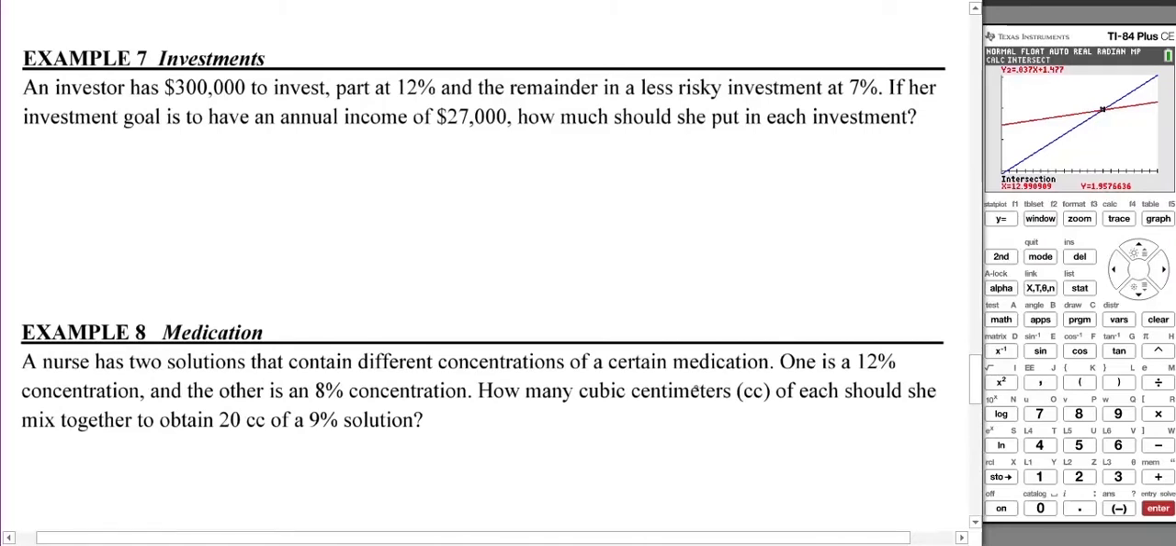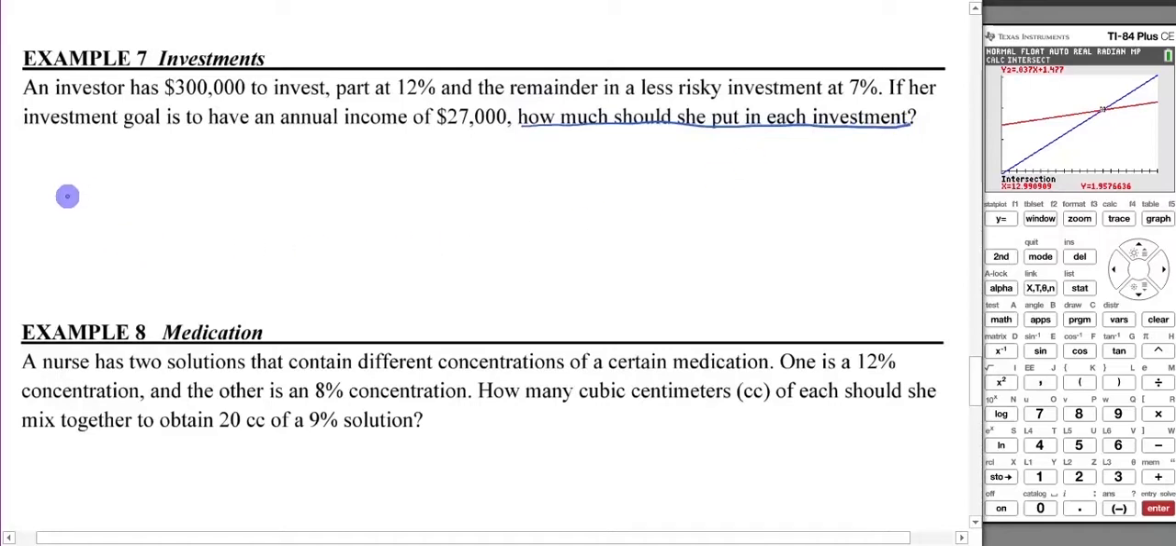With this investments example and in the following medication example, we're talking about mixture problems. So we have in example 7 an investor who has $300,000 to invest. Part of it is at 12%, and the remainder is in a less risky investment at 7%. If her investment goal is to have an annual income of $27,000, how much should she put in each investment? So let's start with the question of what they're asking us to find. They're asking us how much should she put in each investment.